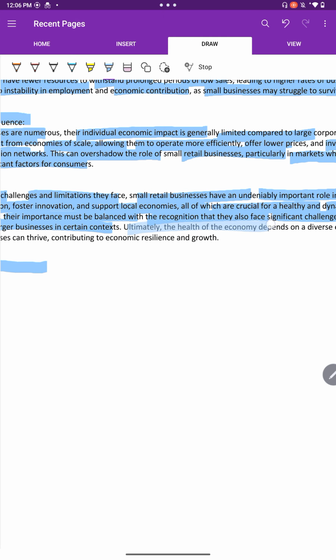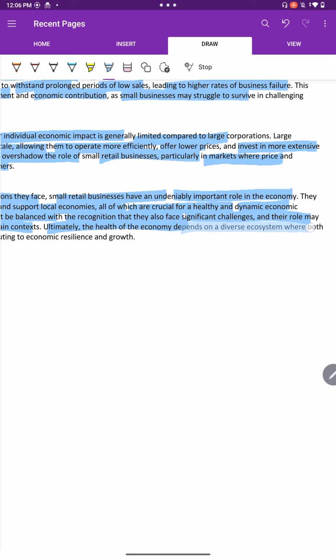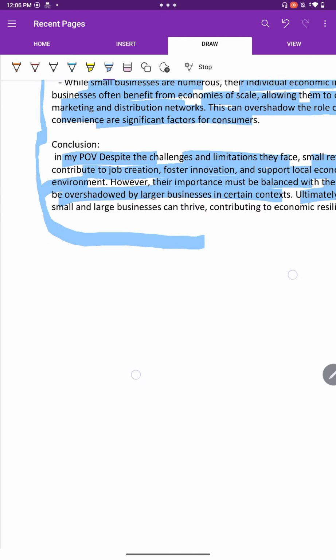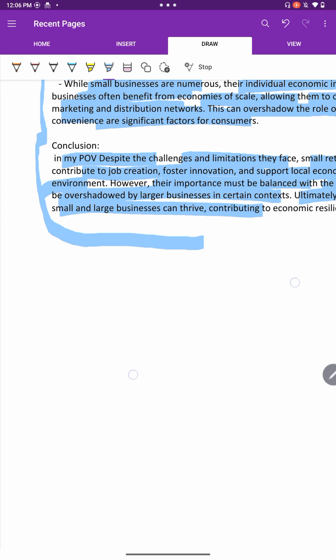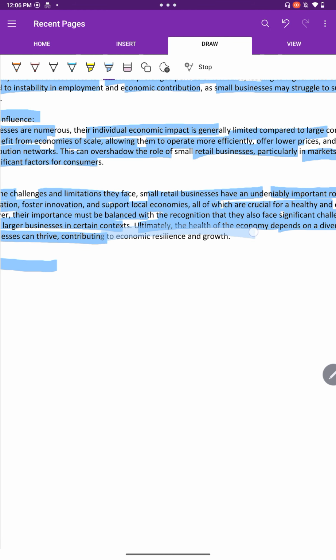Ultimately, the health of the economy depends on a diverse ecosystem where both small and large businesses can thrive, contributing to economic resilience and growth.